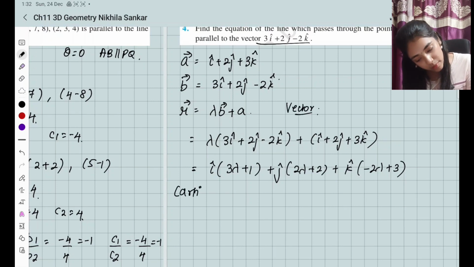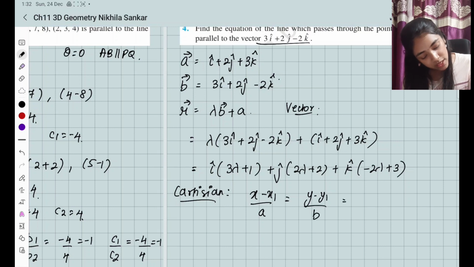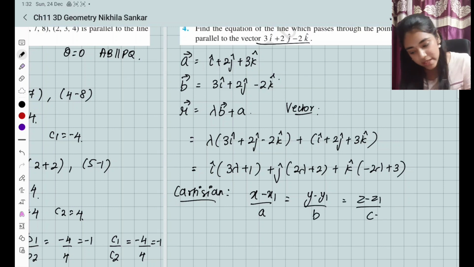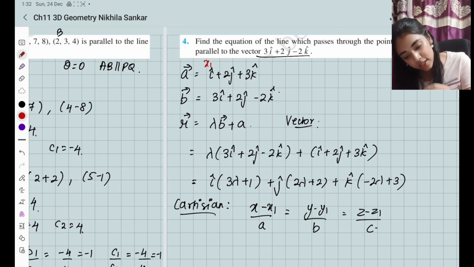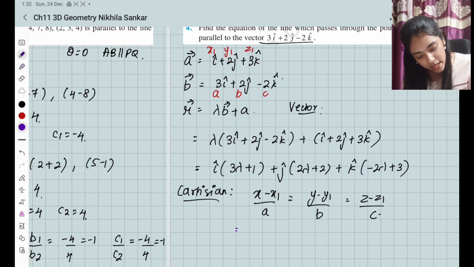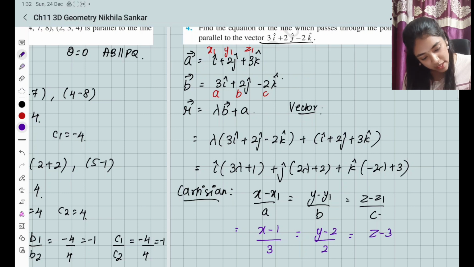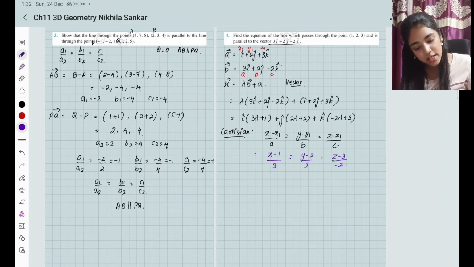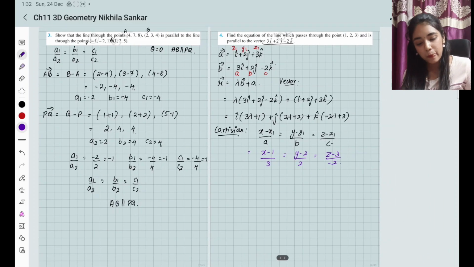So how can we write the same in Cartesian form? In the Cartesian form, it is going to be x minus x1 divided by a equals y minus y1 divided by b equals z minus z1 divided by c. Here, which are x1, y1, z1? They are going to be the i, j, k components of a. So x1, y1, z1 are these, and a, b, c are going to be the a, b, c of b. Understood? Do you remember? This is going to be x minus 1 divided by 3 equals y minus 2 divided by 2 equals z minus 3 divided by minus 2. Okay, so this is going to be the equation. Please copy.